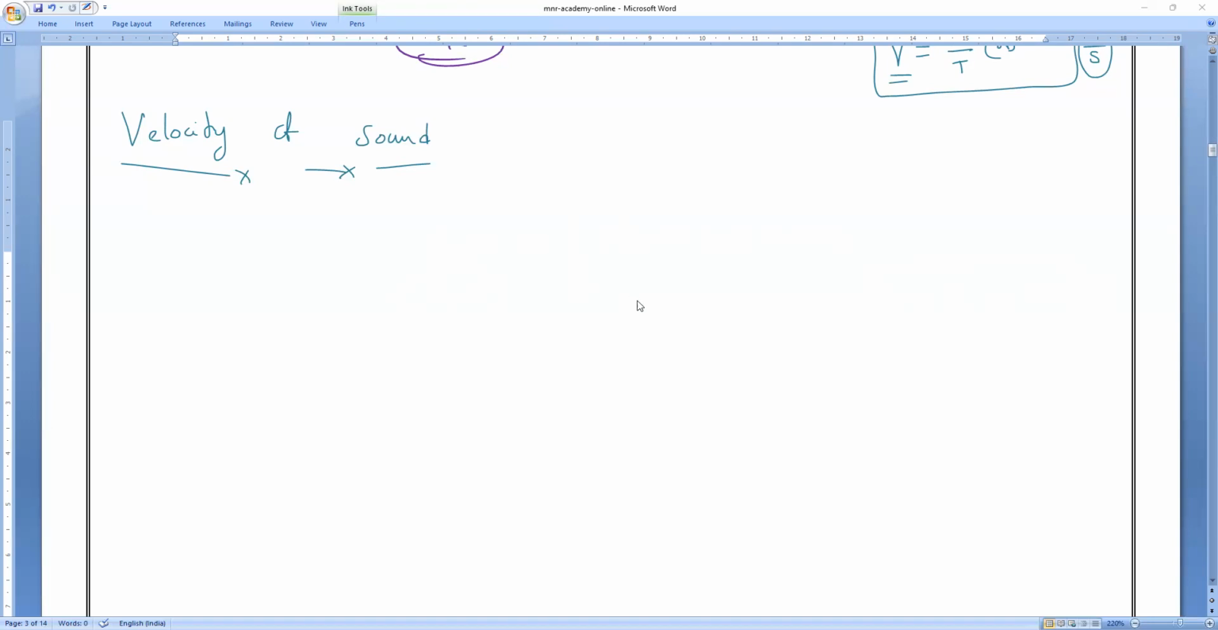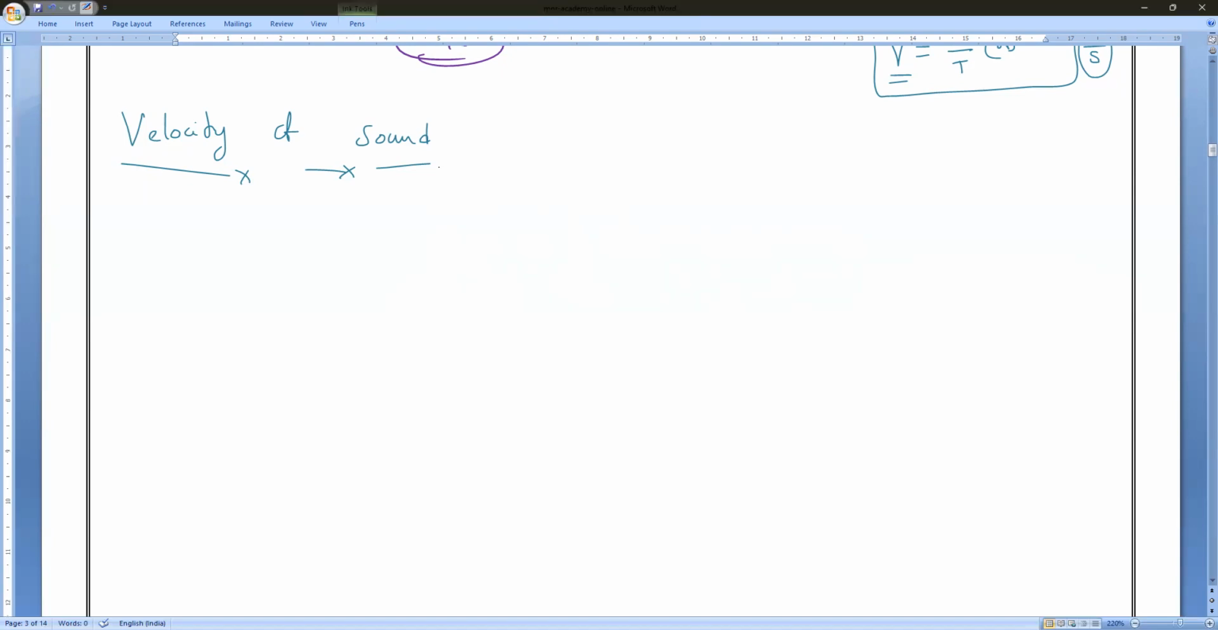Okay, so now you see that the velocity of sound basically depends on two properties of a medium. Temperature we studied, so forget about that. Here, the properties of the medium are: one is elasticity, and the other is density. Elasticity and density.